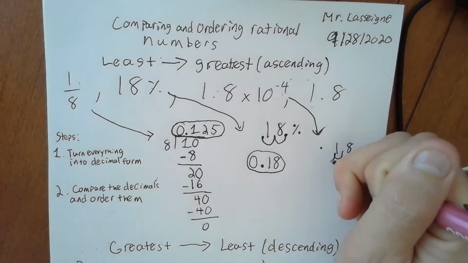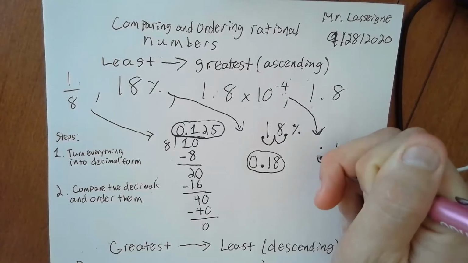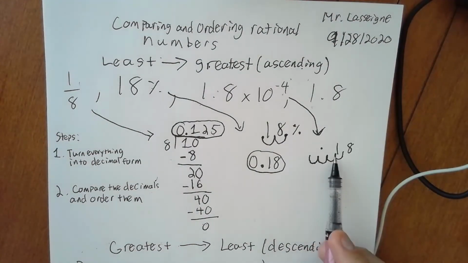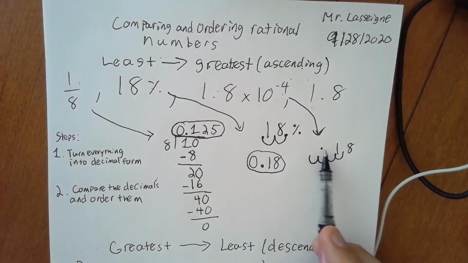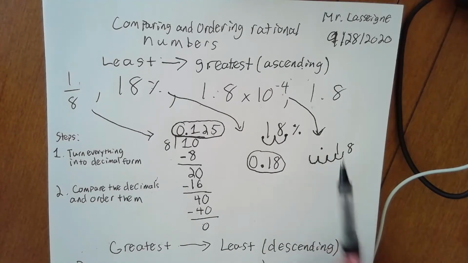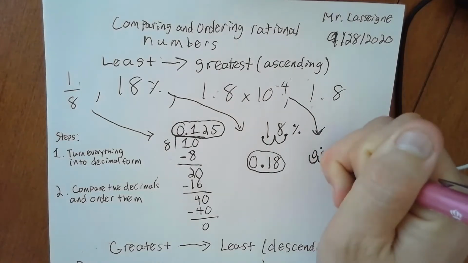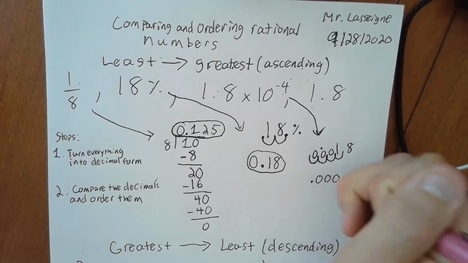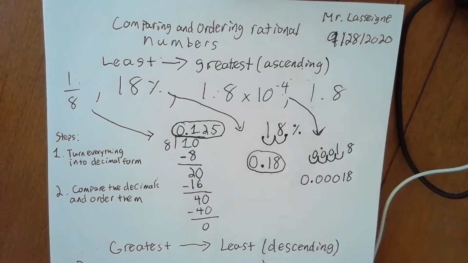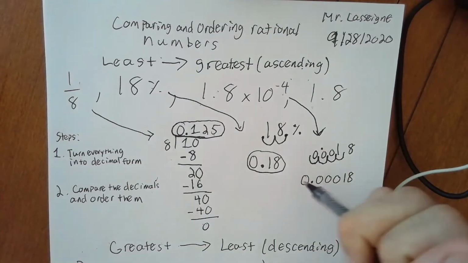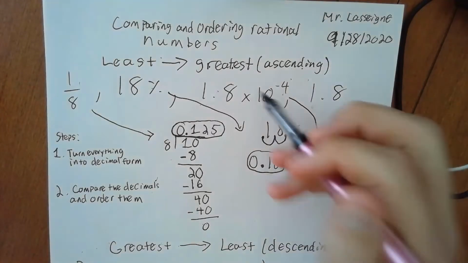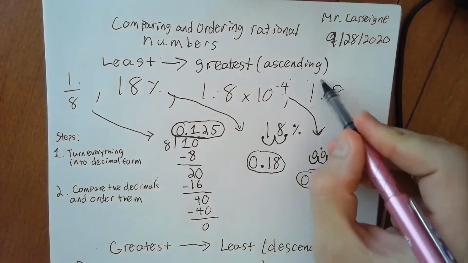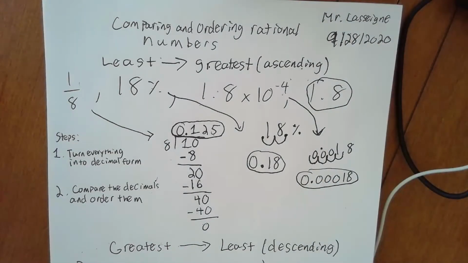1, 2, 3, 4. Now in all these spaces where there's nothing in them, put zeros. You get 0.00018, and we stick a 0 out in front. So this is 1.8 times 10 to the negative 4th written in decimal form. And once again, 1.8 was already in decimal form.